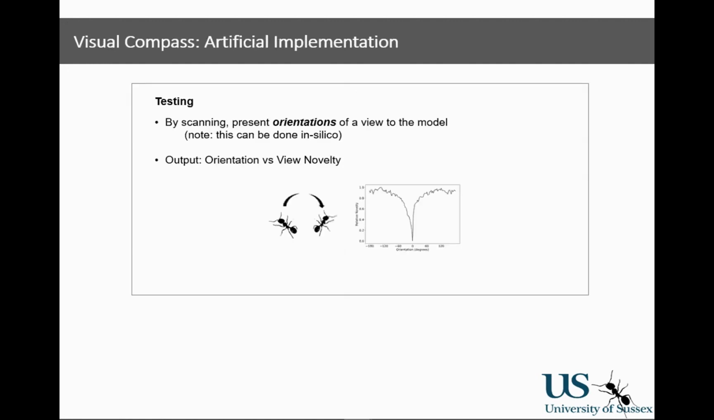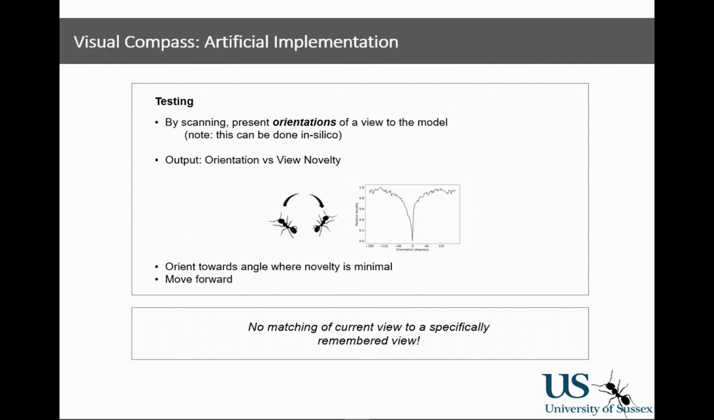So during the testing phase, the agent scans, which Andy mentioned, as a sort of innate evolved behavior, and by doing so, orientations of a view are presented to the model. The scanning could potentially be done in silico, and in our implementations that are artificial, it is done in silico. And the output of the scanning is a graph of orientation versus view novelty. And what the agent has to do is turn towards the angle where the novelty is minimal and then go forward. And in this way, it can follow a route.